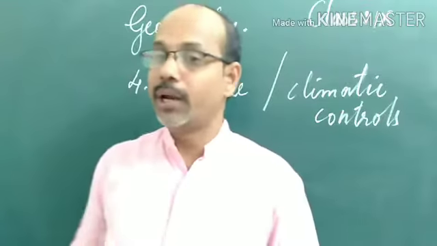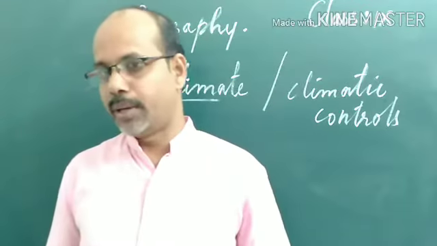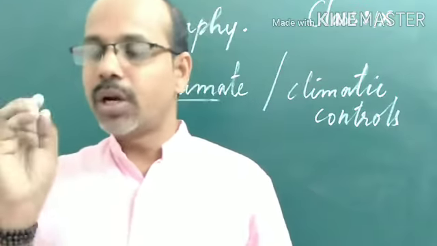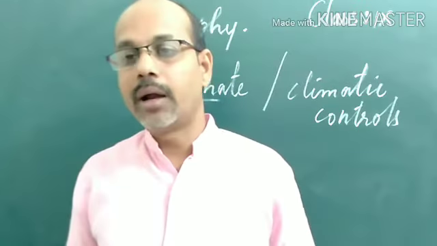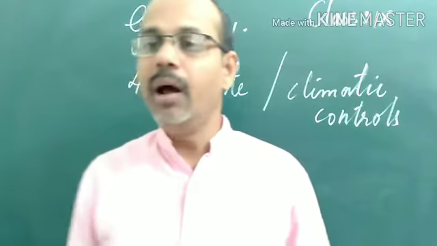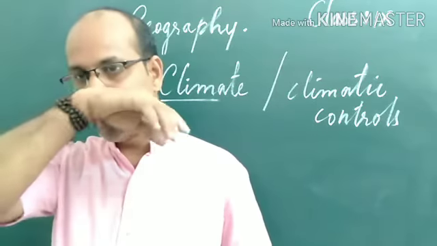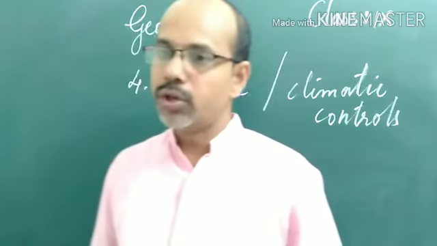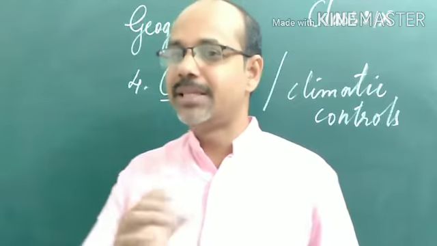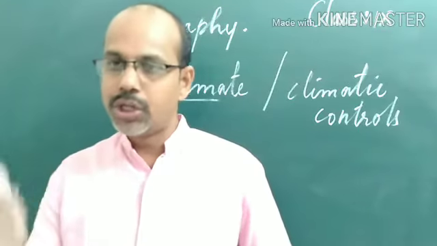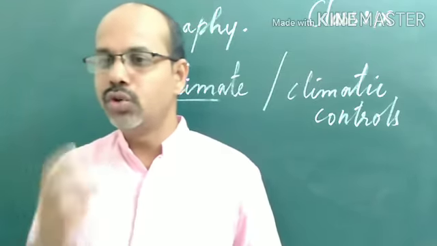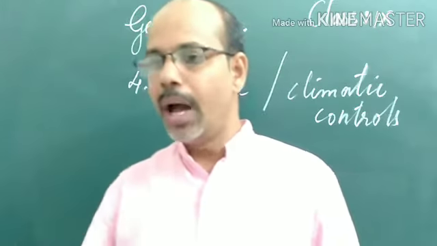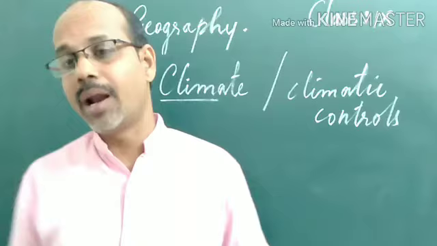Today we will discuss climatic control. So, what are the important factors that control climate? There are six major controls of the climate of any place: latitude, altitude, pressure and wind system, distance from the sea, ocean currents, and relief features. Today we are going to study two important factors, latitude and altitude, and how they affect climate.